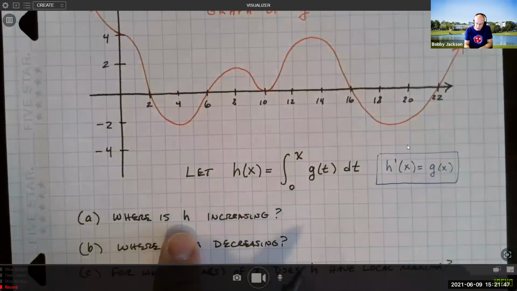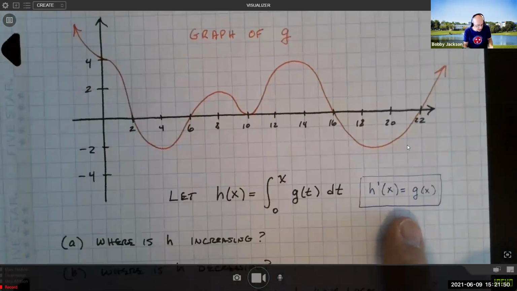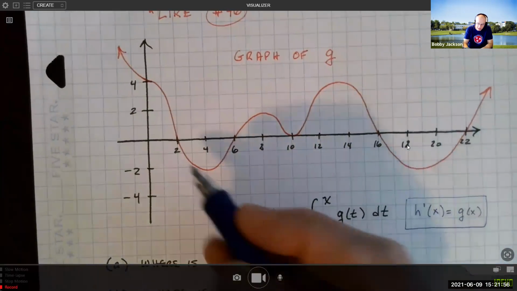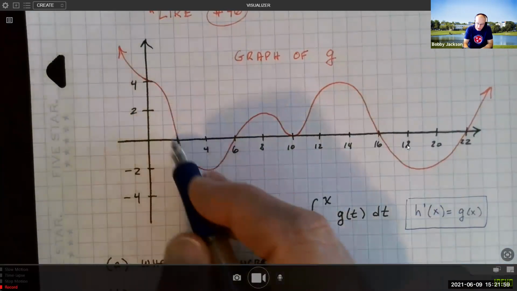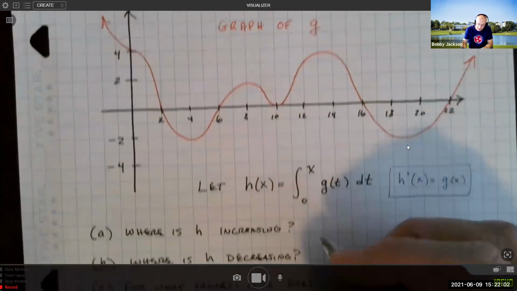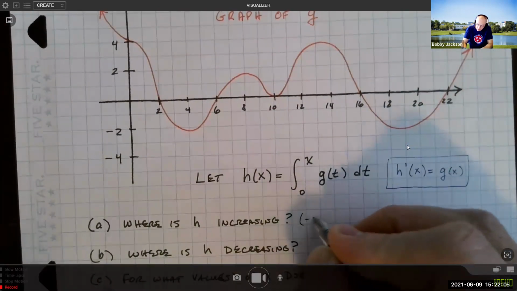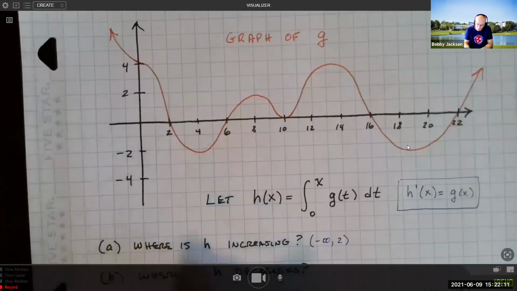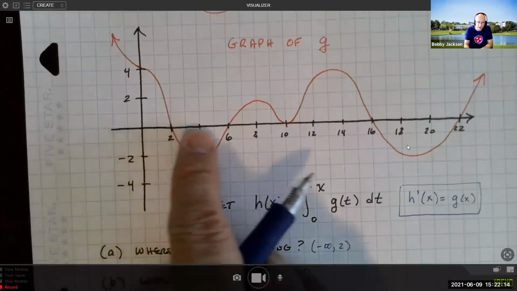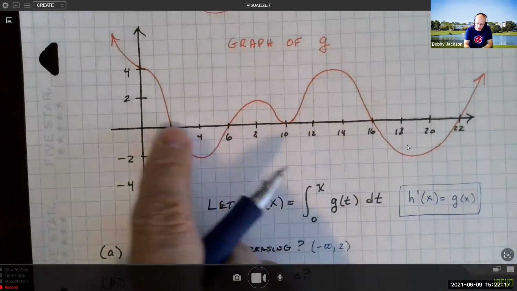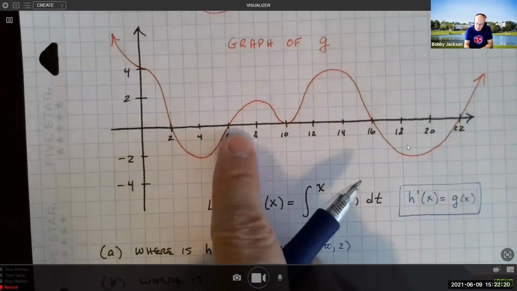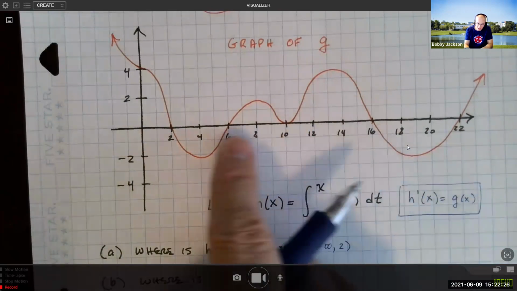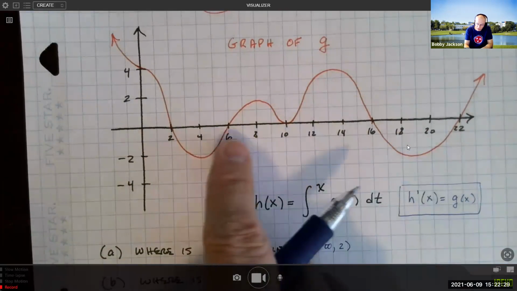Where is h increasing? It's where its derivative is positive, right? Where is the graph of g positive? When is it above the x-axis? Well, it's clearly always above the x-axis for values less than 2. So from minus infinity to 2, that would be the interval notation. When we talk about location, we're always talking about domain values, input values along the horizontal axis here. So from negative infinity to 2, and then what? From 6 to 10, it looks like we're just 0. But then from 10 to 16, we're positive again. So since it's just 0 at one point, we're just going to go from 6 to 16.